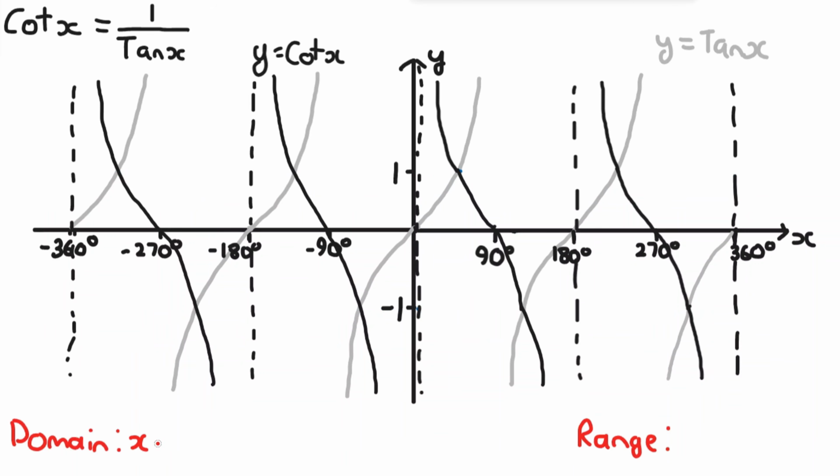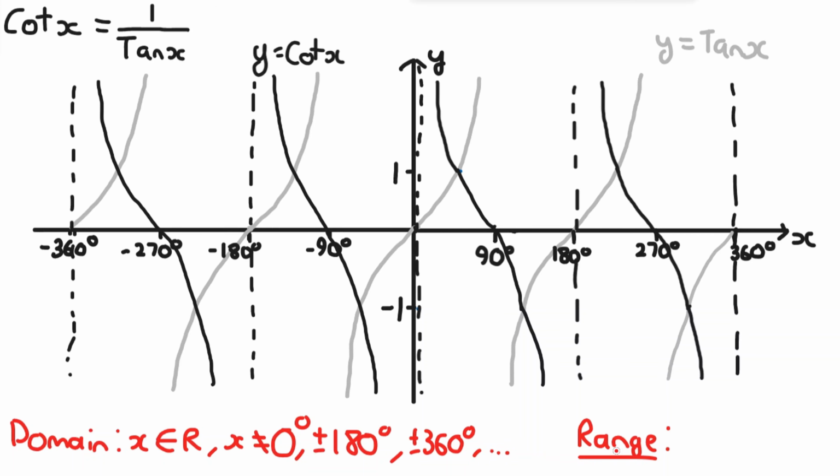So the domain again is going to be when x is all real values except when tan x is equal to 0. So this is at 0 itself. This is at plus and minus 180 degrees. And also at plus or minus 360 degrees. And then of course there's going to be more values after this as well.